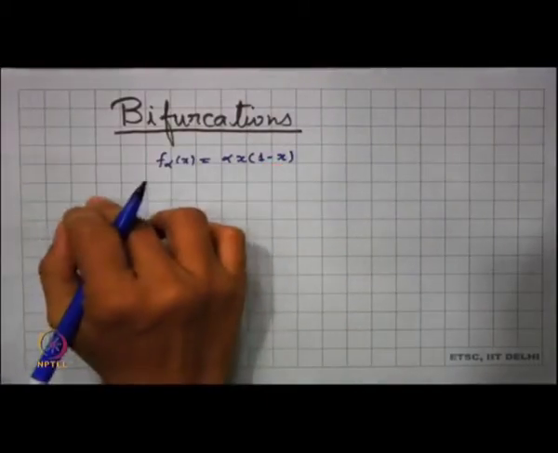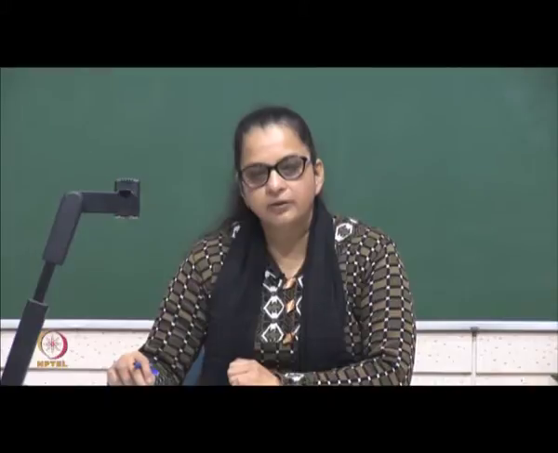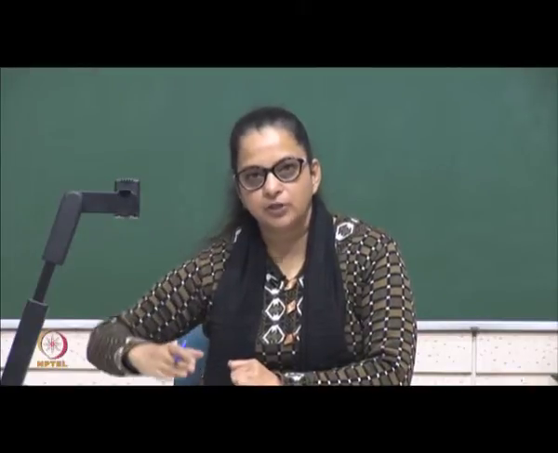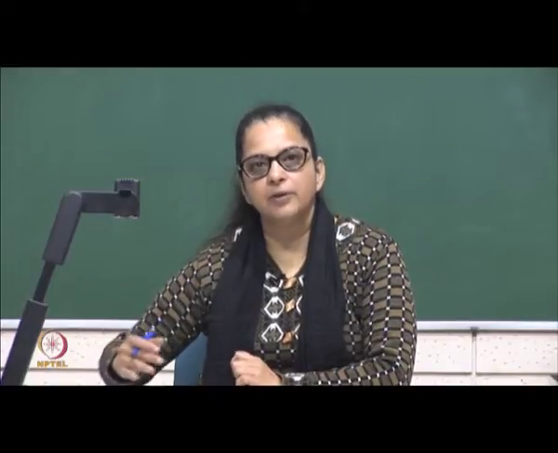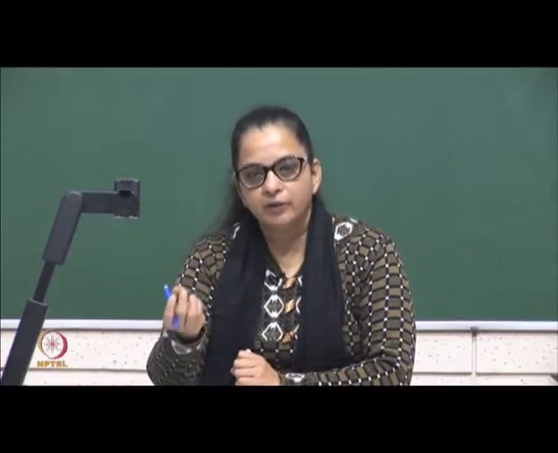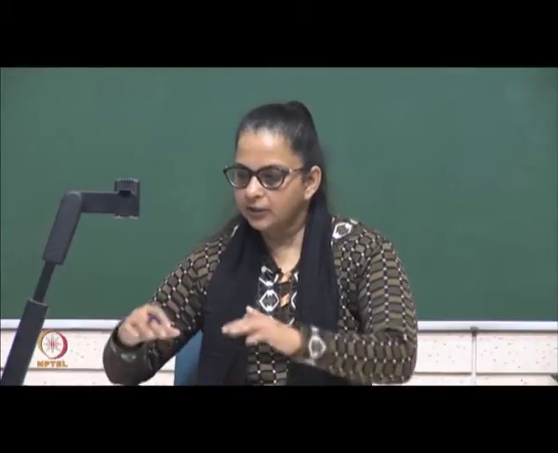Now, we had looked into a qualitative analysis of this family of functions, and we had observed that as parameter alpha changes, going up from 0 to 4, the dynamics changes from being a very simple dynamics without periodic points, to having simple kinds of periodic points, and becoming highly chaotic. So, we had seen that the dynamics changes as the parameter changes, and this aspect of change of dynamics with the parameter is called bifurcations.